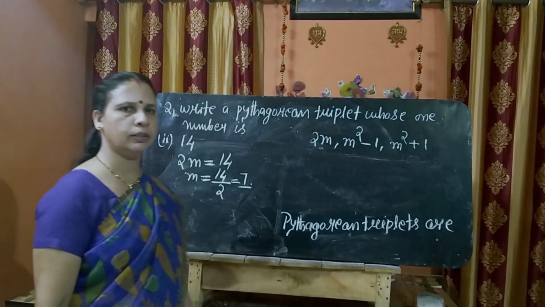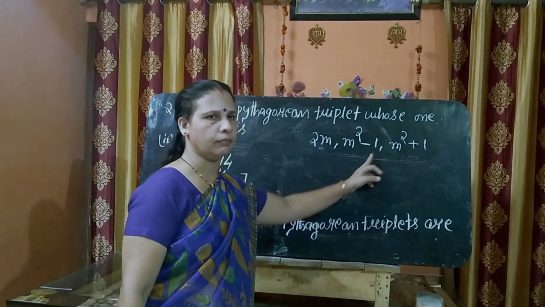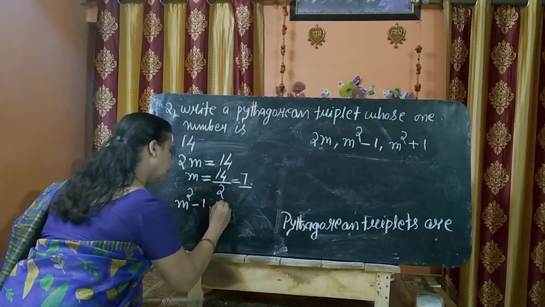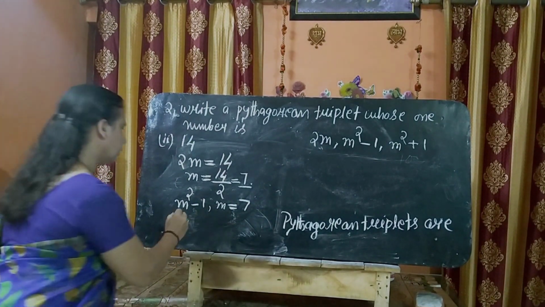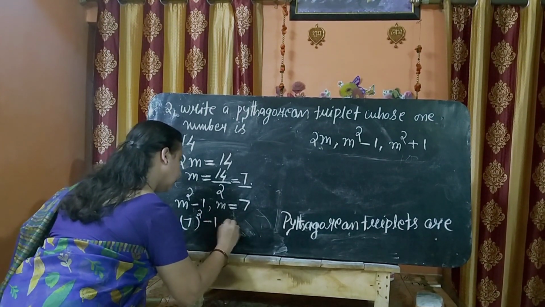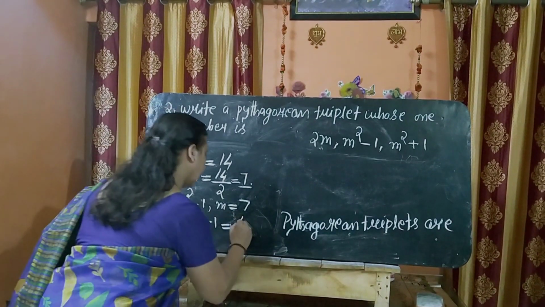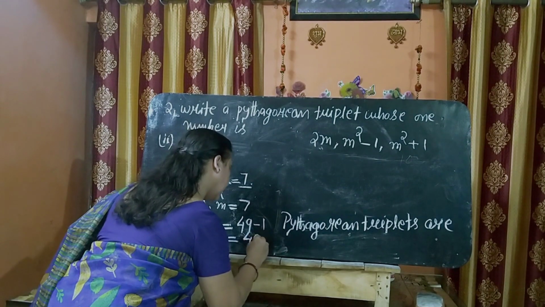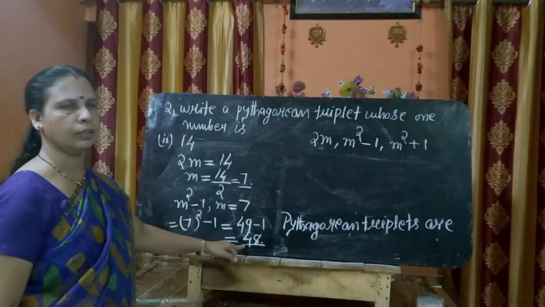Next what we have to find out? We have to find out m square minus 1. Here m is equal to 7. Substitute the value of m here. 7 square minus 1, that is 7 into 7, that is 49. 49 minus 1 equals 48. Value of m square minus 1, 48 we got.